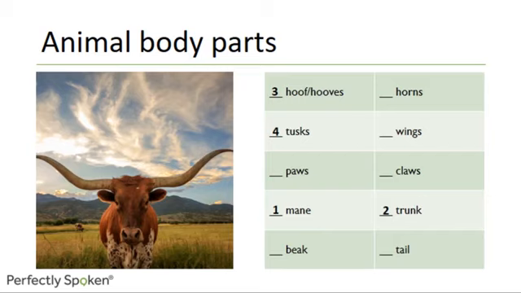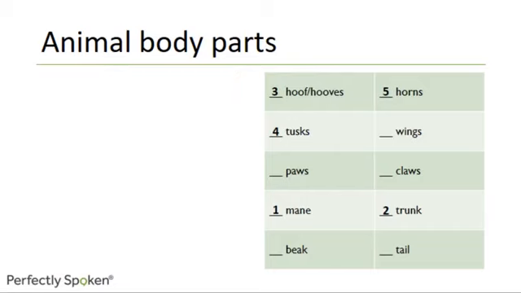Next one. Okay, we see this cow from, I think, North America, and these are horns. This is in fact called a longhorn. As you can see, the horns are extremely long, hence the name longhorn. Okay.